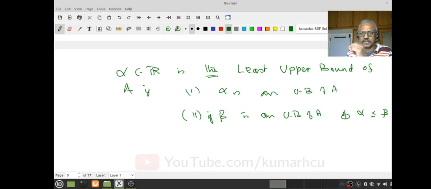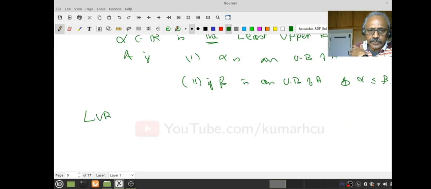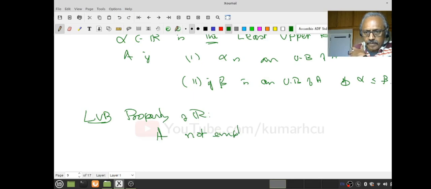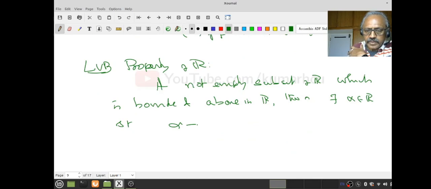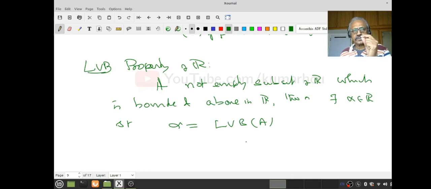Now, the LUB property of R says the following. If A is a non-empty subset of R which is bounded above in R, then there exists an alpha in R such that alpha is the LUB of A. When you say it's bounded above, what does it mean? I can find an upper bound. So if you assure me there is an upper bound for A, then the LUB property assures you there exists a real number which is the least upper bound of A.